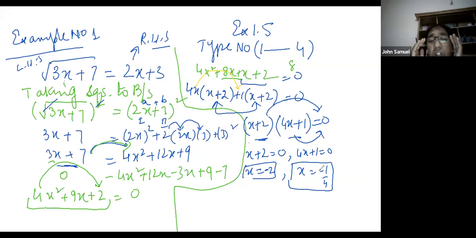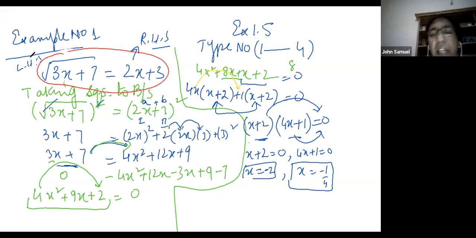But it does not stop here. Though we have taken out the solution, we have to make sure. How can we make sure? We will put these values in the original equation. What is the original? You are already familiar. This is the original equation. We will put the value in the original one.